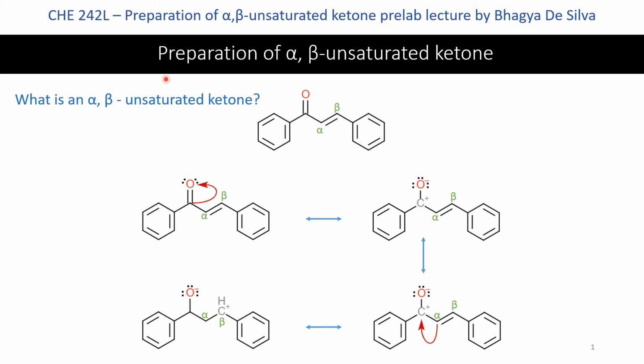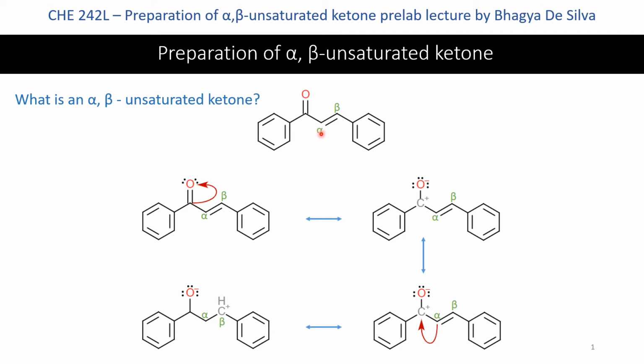For today's lab, we will be discussing the preparation of an alpha-beta unsaturated ketone. What exactly is an alpha-beta unsaturated ketone? It's a compound where we see a double bond, or in other words, an unsaturated bond adjacent to a carbonyl group. And the carbon from the double bond that's closest to the carbonyl group, we call the alpha carbon. And the second carbon of the double bond, we label as the beta carbon.